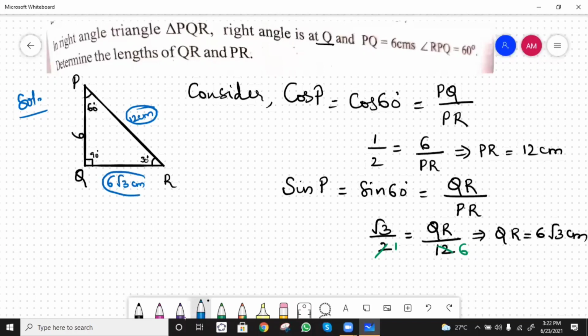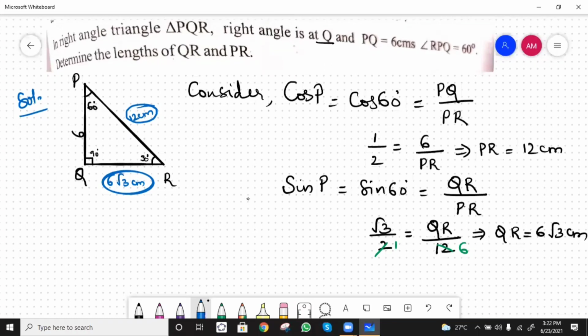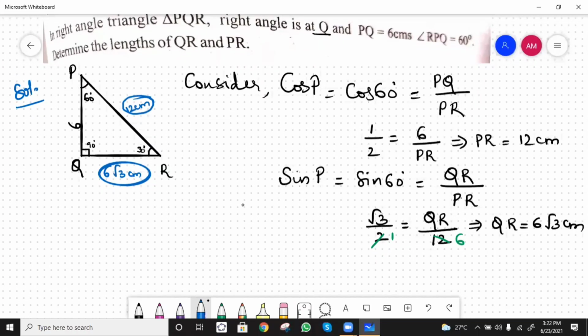So they just gave one angle and one length. That's all. From that, we got all the angles and all the sides. That's what we have to find. If you know the adjacent side, we use either tan or cos. If you know the opposite side, we use sine or tan. Is it clear to everyone? Yes, ma'am. Let us move to the next one.